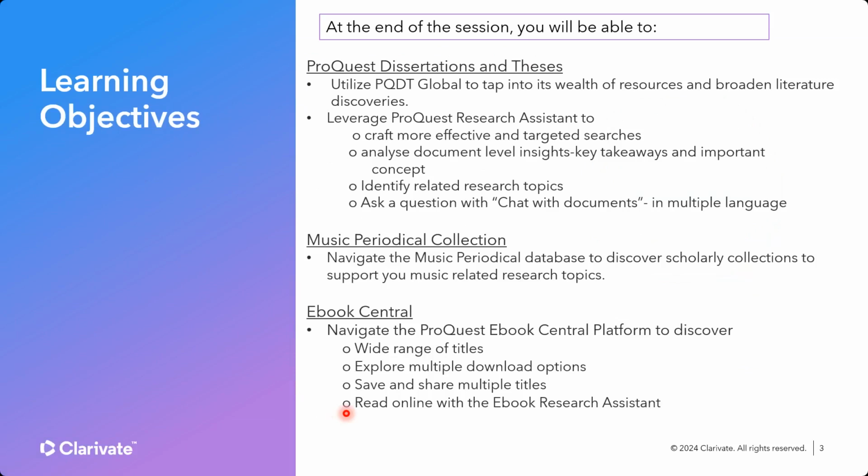Now we have three different parts. Number one, I will take you through the ProQuest Dissertations and Theses Global database. Number two is the Music Periodicals Collection. And the third one is Ebook Central, the ebook platform. In ProQuest Dissertations and Theses Global, I will take you through this platform to explore the wealth of resources to broaden your literature discovery. So if you want to start your research, if you want to broaden your literature discovery, I will take you through how to maximize the use of this platform.